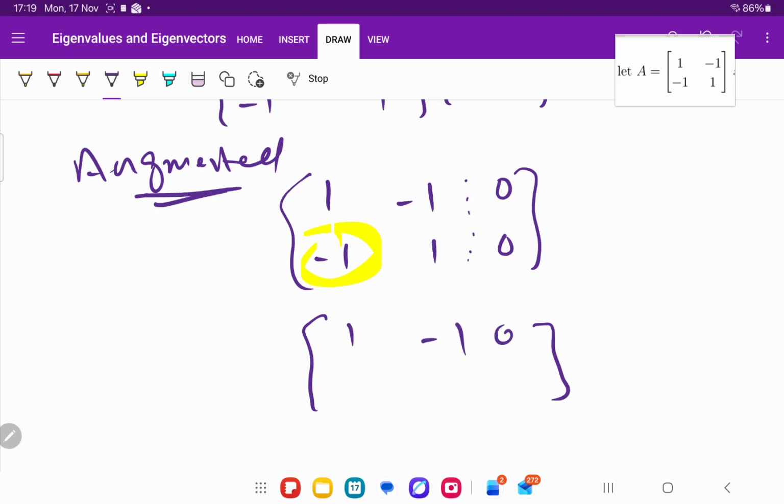The reverse sign of this is plus 1. So plus 1 multiplied to each element of row 1 and will be added. Plus 1 and minus 1, answer is 0. Plus 1 multiplied by minus 1 is minus 1. Plus 1, answer is 0. And 0 will remain 0 here.